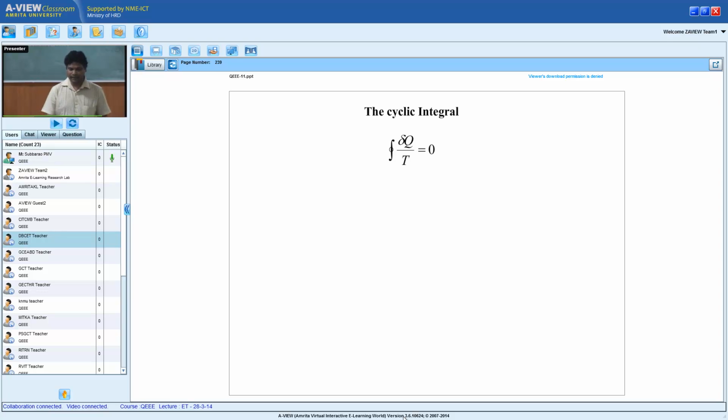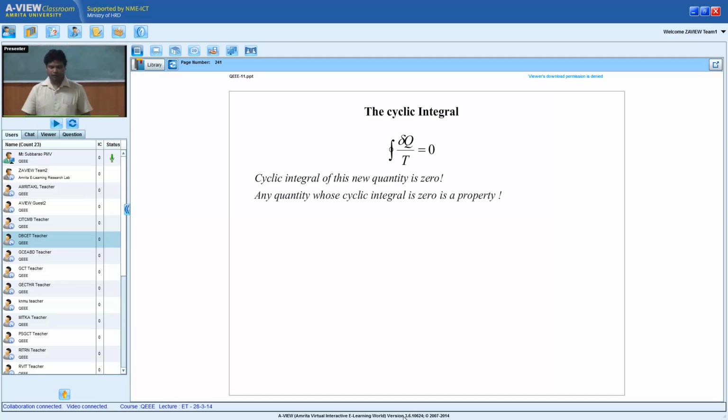Okay, this cyclic integral is 0. The cyclic integral of this new quantity is 0. This new quantity, which was floating in the air, the people thought it is a philosophy, it cannot be quantified.